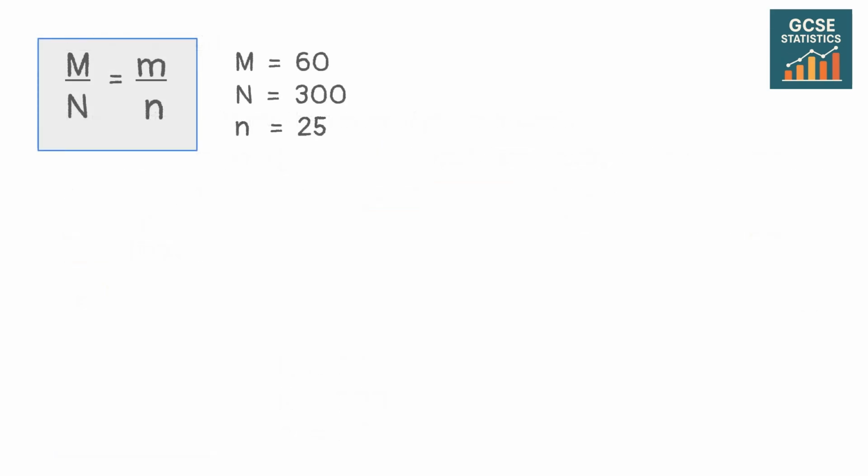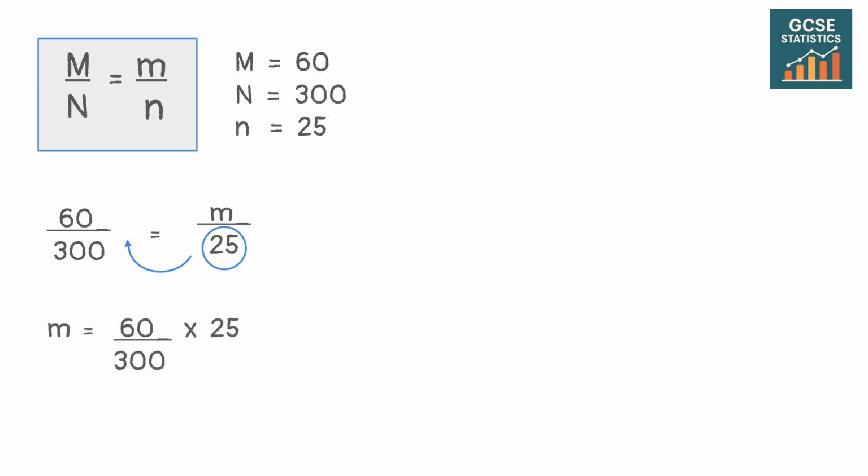The hardest bit has actually been done. Again, we are just plugging numbers in at this point. So 60 over 300 equals something over 25. I'll rearrange for m, and by doing so, I'll multiply by this 25 here, as again, the denominator is currently dividing, and this gives m, which was the number tagged in the second sample, as 5.